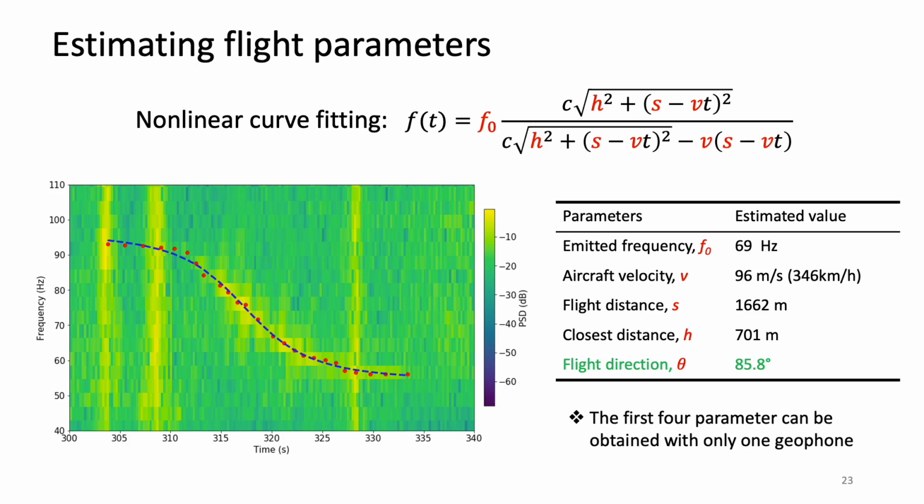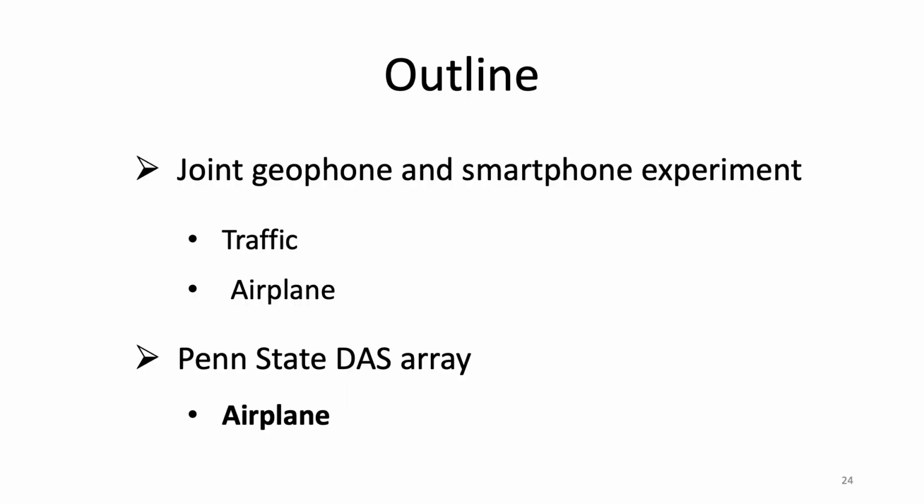I want to emphasize that the first 4 parameters can be obtained with only one geophone. Flight direction theta can be estimated by using the apparent velocity, which can be calculated from the cross-correlogram. After consulting a professional pilot, we believe that these obtained flight parameters are within a reasonable range. Now, let's see another case of airplane signals recorded on DAS data.